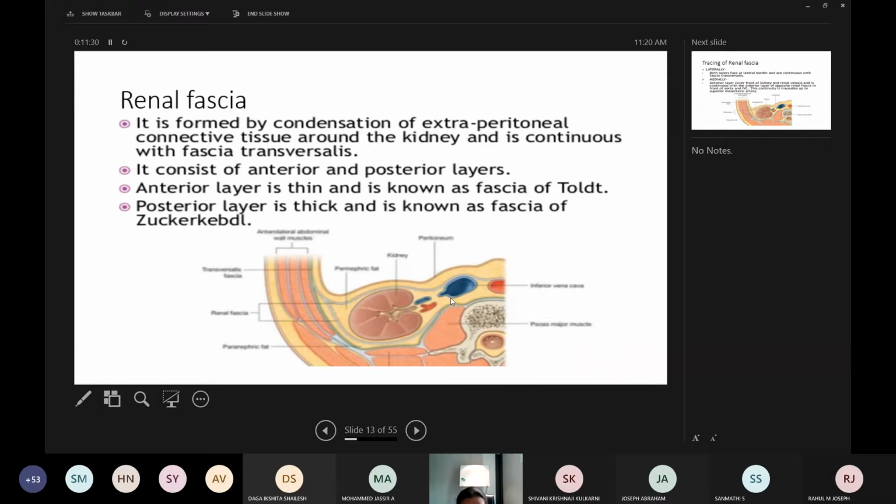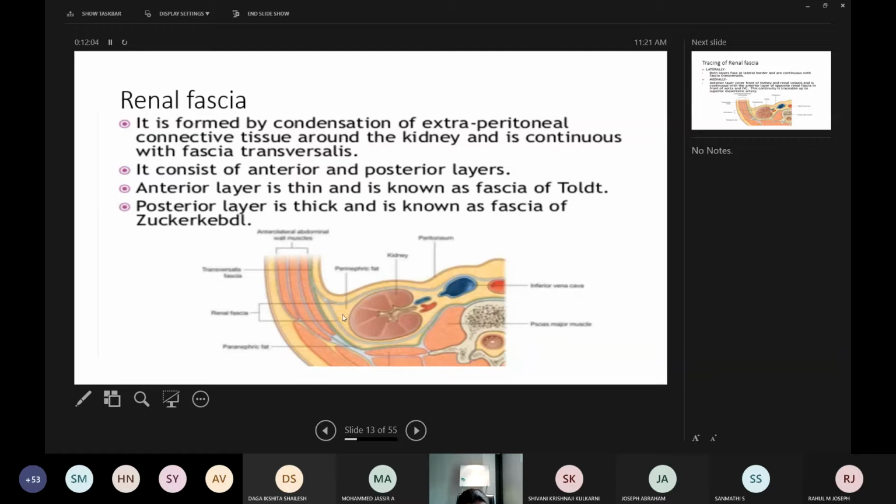Renal fascia. This is the false capsule. It is formed by condensation of extraperitoneal connective tissue around the kidneys. This renal fascia has two layers. Can you see my cursor? Yes, ma'am. This is the anterior layer. This is the posterior layer.